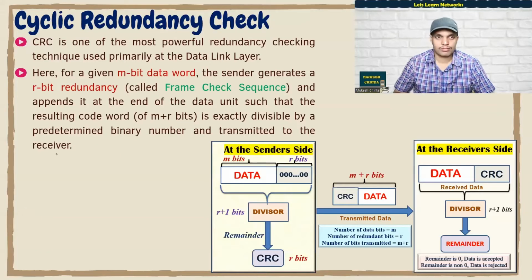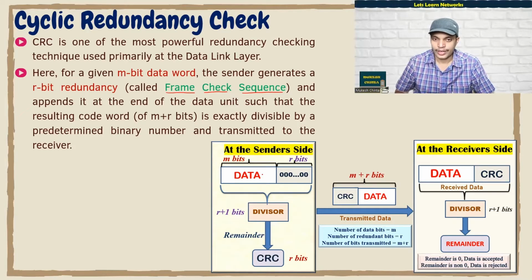Now, first things first. CRC is one of the most powerful redundancy checking techniques used primarily at the data link layer. Here, for a given m-bit data word, the sender generates an r-bit redundancy, which we call an FCS, which stands for frame check sequence, and appends it at the end of the data unit, such that the resulting code word, which includes both your m bits of data and your r bits of FCS, is exactly divisible by a predetermined binary number and transmitted to the receiver. To understand this statement well, let me explain this particular diagram.